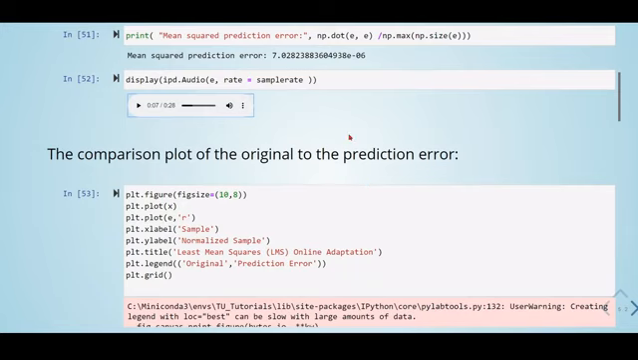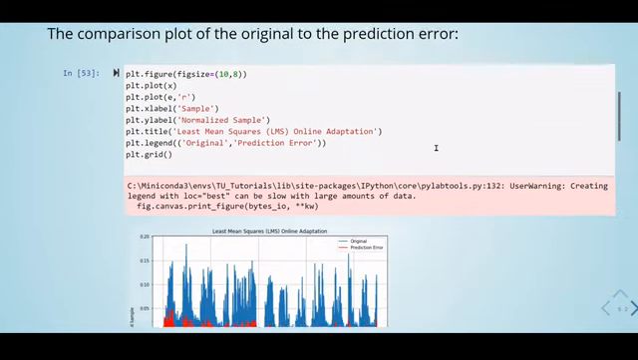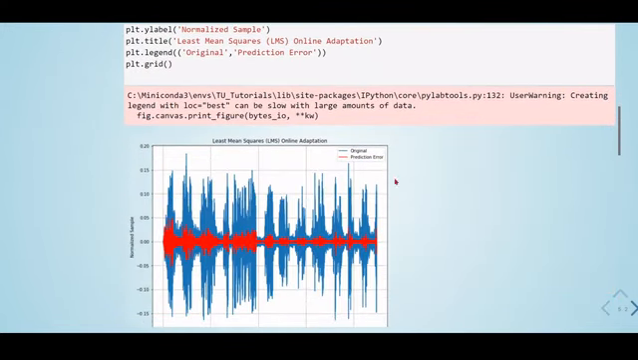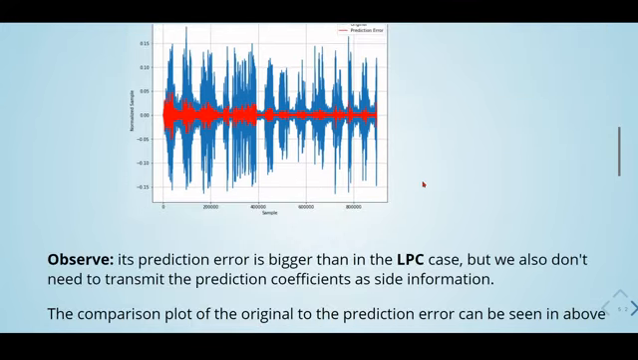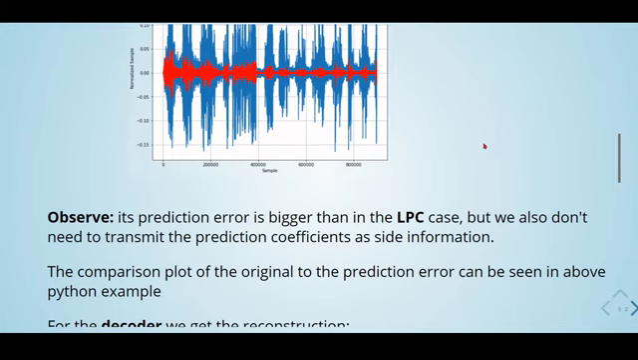And here's the comparison plot of the original signal to the prediction error. The original signal is in blue, the prediction error in red. We observe that the prediction error is bigger than in the LPC case, but we also don't need to transmit the prediction coefficients as side information.